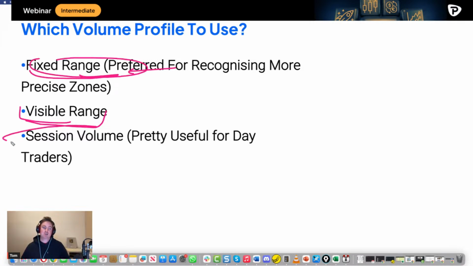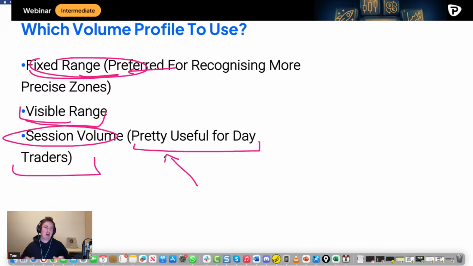And then you get session volumes, which is, of course, pretty useful for day traders, but maybe not as useful for a larger momentum style trade. It's still good, but what session volumes do, if you've never used it, is they show you all of the trade on the chart.